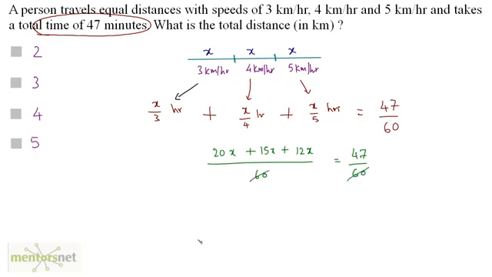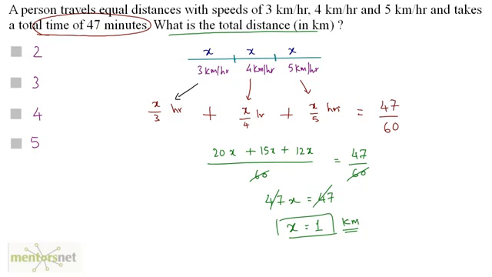The 60 and this 60 gets cancelled out. We have 20 plus 15 is 35, plus 12 is 47, so 47x equals to 47. So we have x equals to 1, and this distance is in kilometers, right, because the speed was in kilometers per hour. So x is 1.